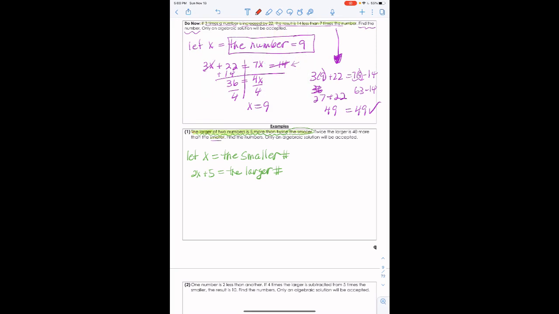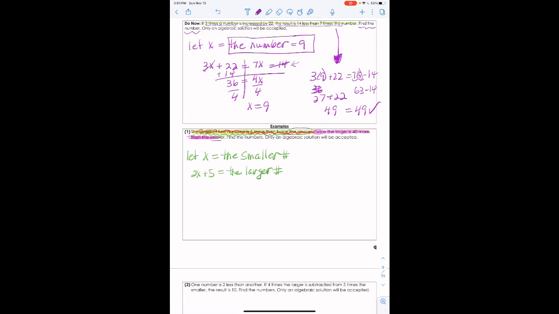So I'm going to cross this out. It's already used. It helped me create my legend. Now what I'm going to do is read the rest of the word problem, and it's going to help me create my equation. So it says here that twice the larger is 40 more than the smaller. Twice the larger is 40 more than the smaller. So I'm going to create my equation from that.